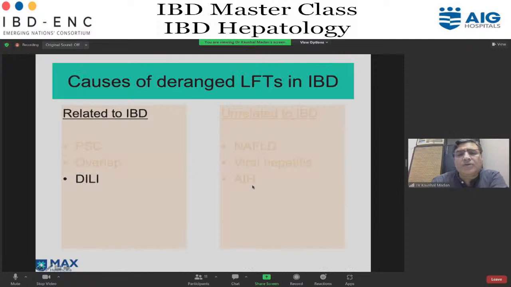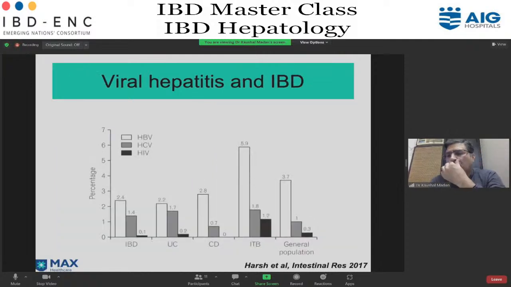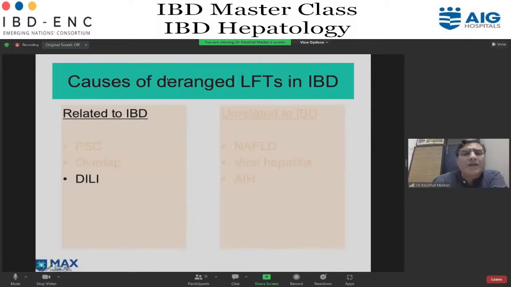So when you encounter a patient of IBD who has a deranged LFT, I think all these differential diagnoses should be considered, and your algorithm should be based on these differential diagnoses, and I'll come to that. And finally, the issue of drug-induced liver injury.